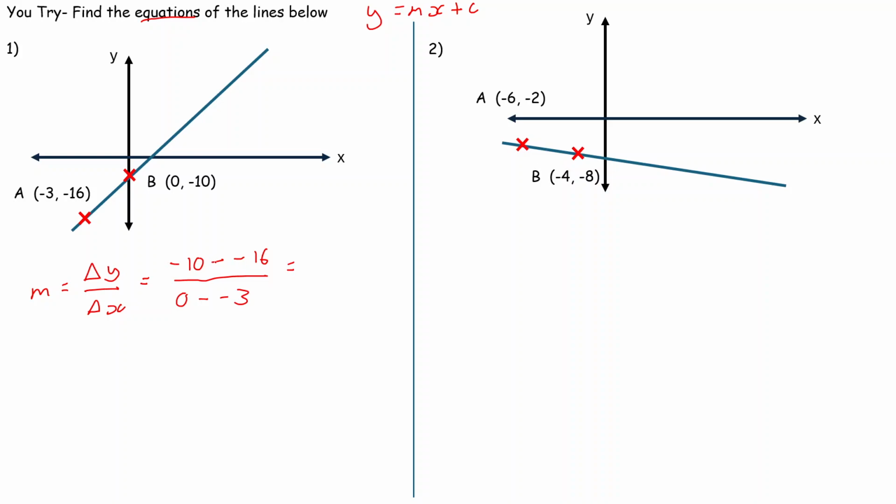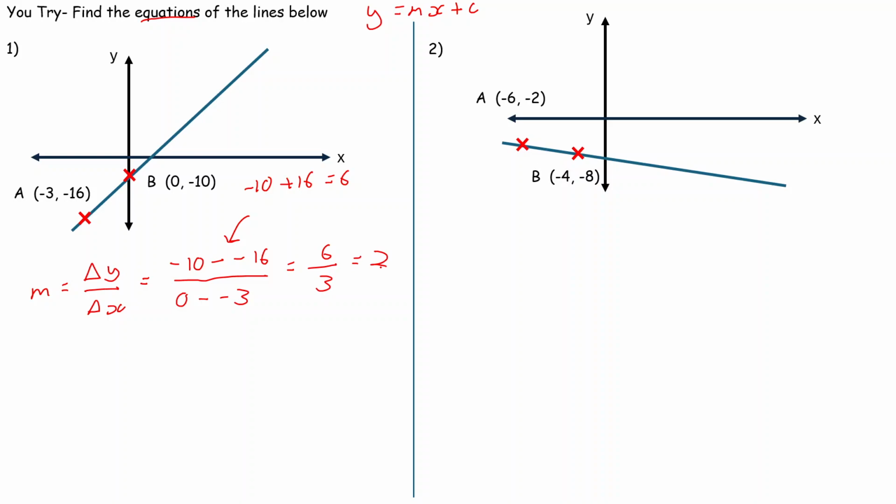So I've got minus 10, take away minus 16. Well, this really means, okay, I'm at minus 10, and if I'm taking away cold air, I'm getting warmer by 16. So I've got minus 10 add 16, which is equal to 6. So 6 over, and I've got 0, take away minus 3. So again, I'm starting at 0, I'm taking away cold air, I'm getting warmer. So 0 plus 3 gives me that 3. So 6 divided by 3 is equal to 2.